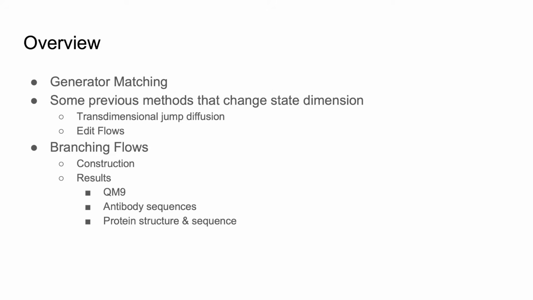To go through this, I'll give an overview, an intro to generator matching. It'll be quite informal. Then I'll talk about some previous methods that handle state dimension change, and then I'll segue into our particular construction, and talk about what we've done and how it seems to behave.